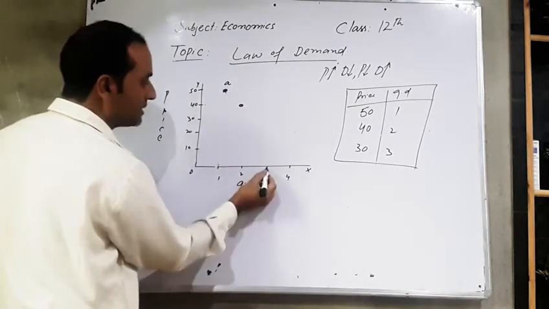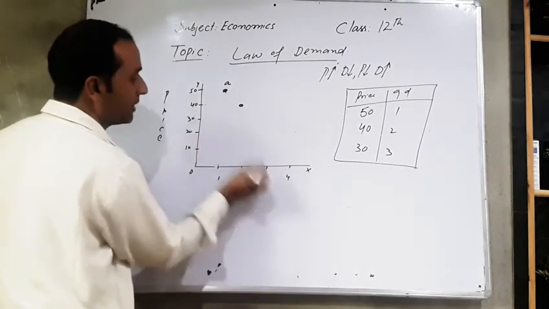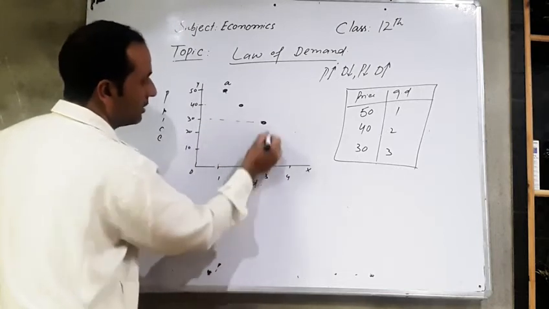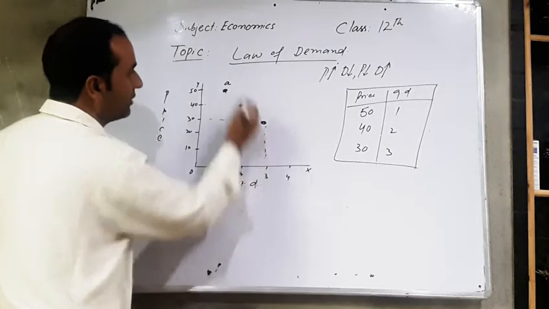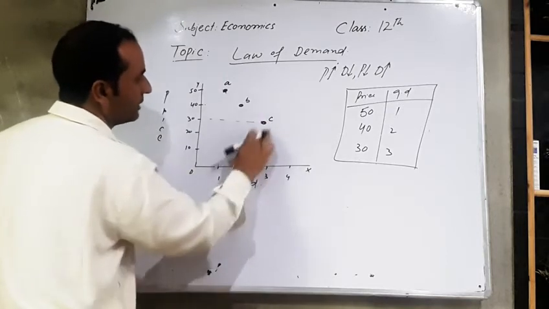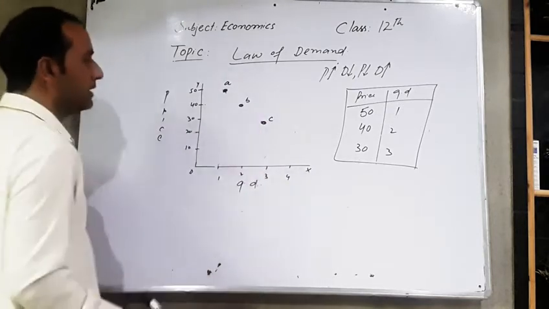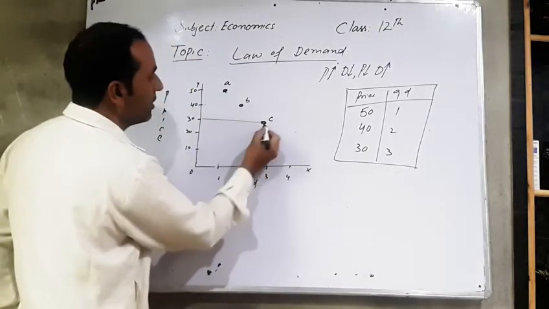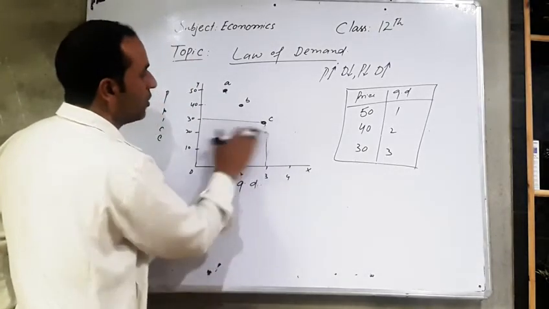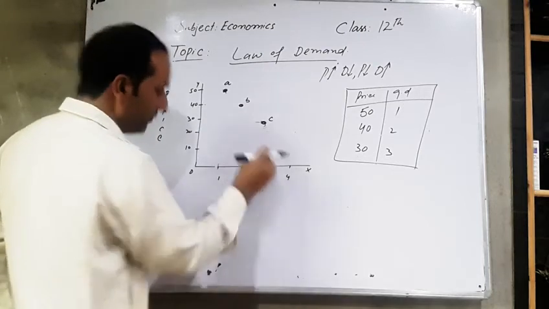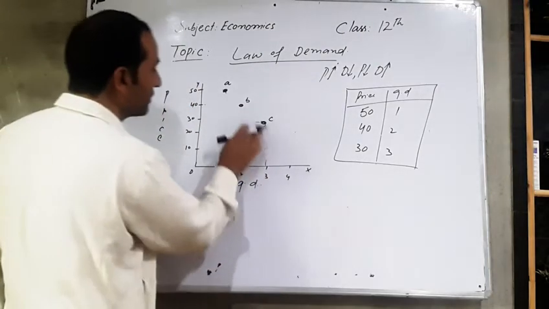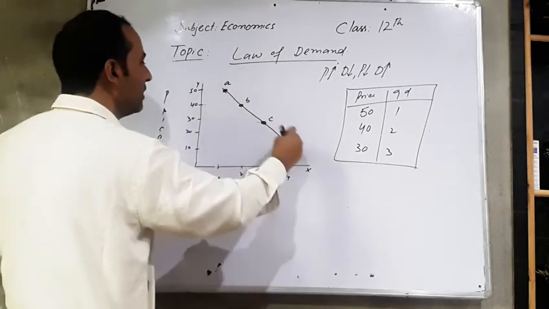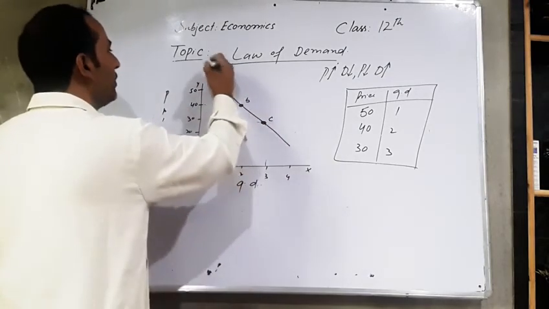And when price is 30, quantity demand is 3. This point is B, and then that's point C. Point C shows that when price is 30, quantity demand is 3. So simply we can say, these are 3 points here, and we will join these points A, B and C. When we join these points, we get a demand curve.